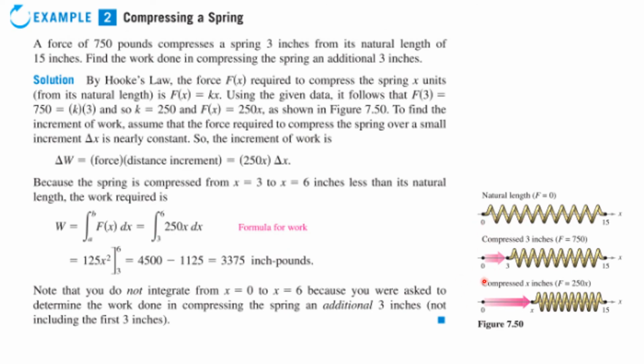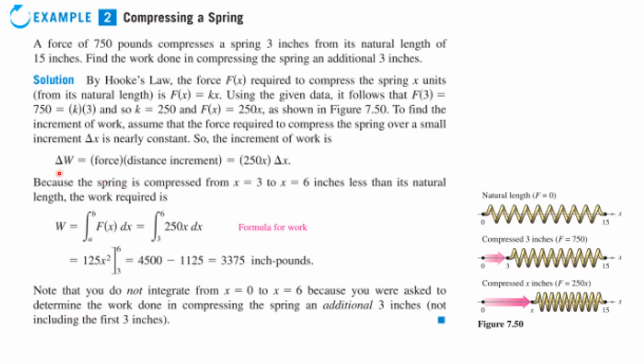Okay, and here's a picture, and you're compressing it here, and then you're compressing it perhaps more here, and notice that x is variable. By Hooke's law, f(x) required to compress the spring x units from its natural length is kx, and k depends on the spring. So we're going to use the data that we have, 750 pounds and 3 inches. We plug that in, so f(3) = 750 = k times 3, so that means k is 250, the constant of proportionality for the spring we're dealing with. So f(x) is equal to 250x.